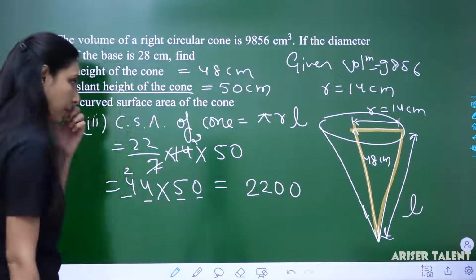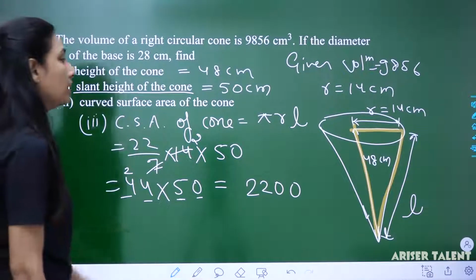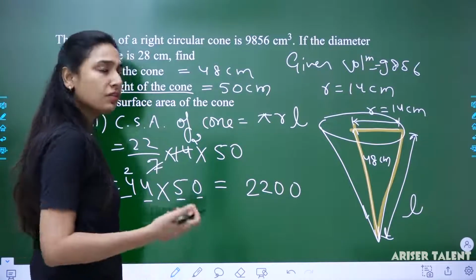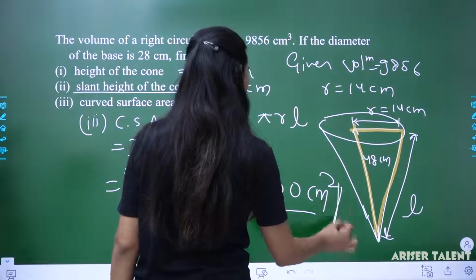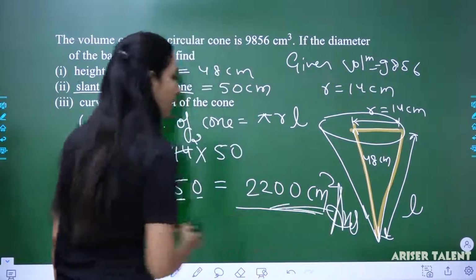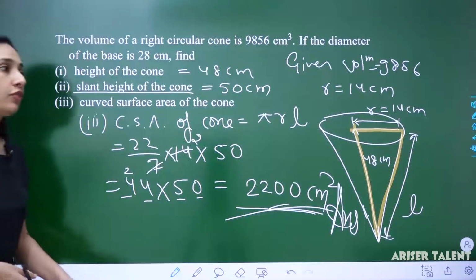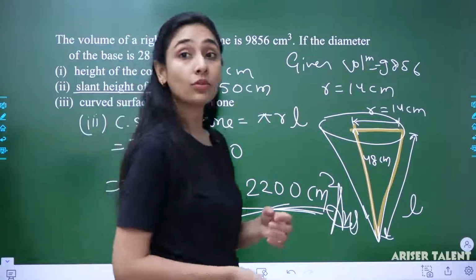22. Okay, and this is what? Area, curved surface area. So that will be in centimeters, but what? Square. And that will be your answer. Be very specific about units. If you are skipping the units, you are skipping the marks also. Okay.